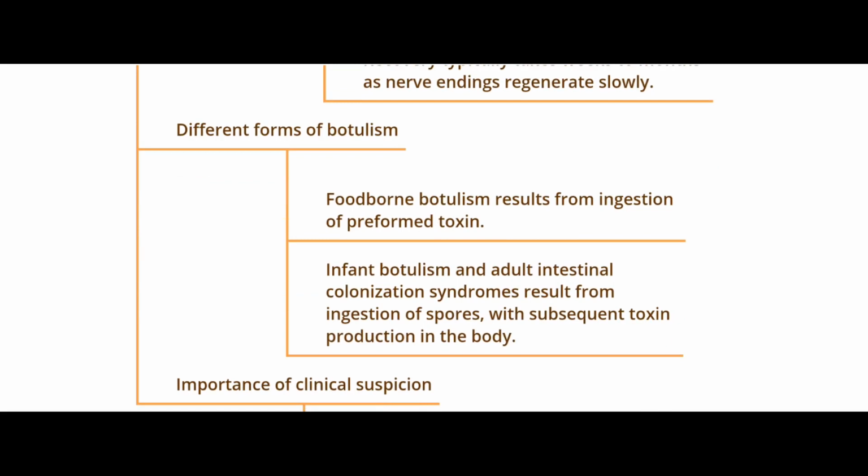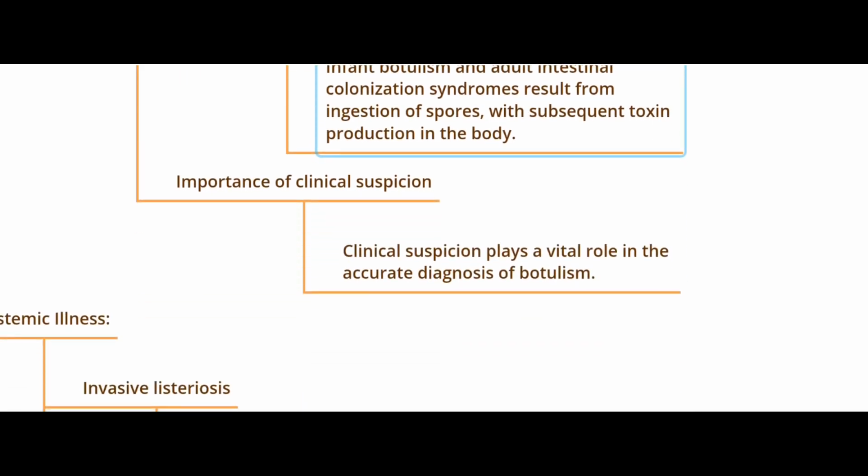We have different forms. Foodborne botulism results from ingestion of preformed toxin. Infant botulism and adult intestinal colonization syndromes result from the ingestion of spores with production inside the body, but it's a lot more rare. Why is it important to clinically suspect? Because it plays a vital role in the accurate diagnosis of botulism, because it is not in the panel, and the diagnosis is most of the time purely clinical.